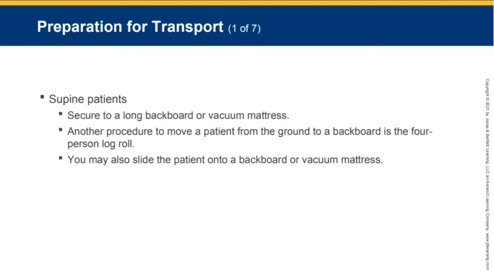Preparation for transport. Supine patients. Secure a long board or vacuum mattress. Another procedure to move a patient from the ground to a backboard is a 4-person log roll. That's going to be the one that you use most commonly. You may also slide the patient onto a backboard or vacuum mattress.